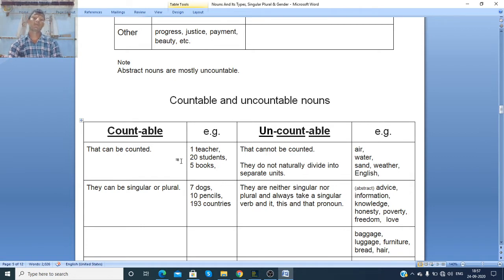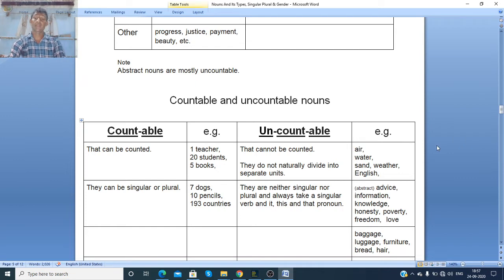But countable nouns can be counted. Like one teacher, five teachers, 20 students, three students, five books, 150 books, seven dogs, two dogs, 10 pencils, 100 pencils, 193 countries, one country. So countable nouns can be counted, so these are singular and plural.